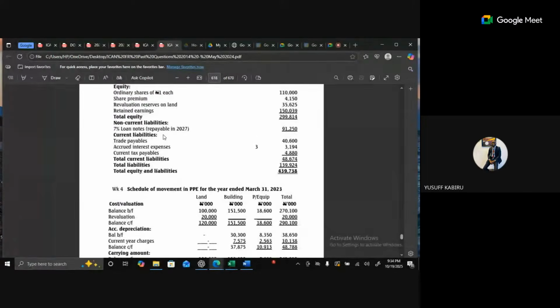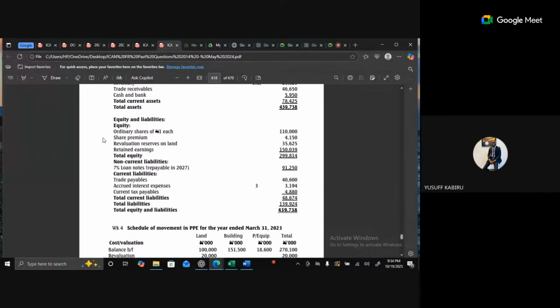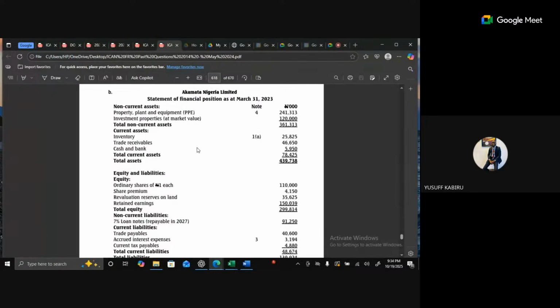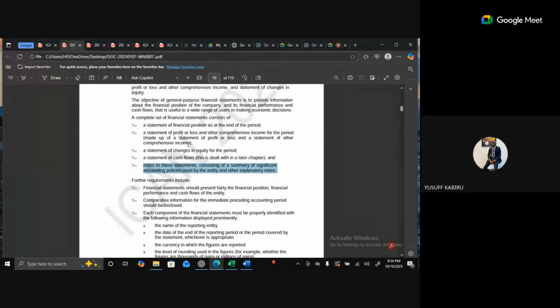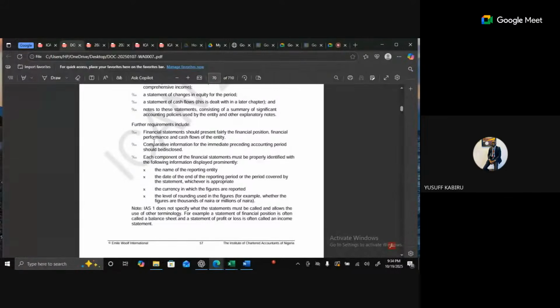Why? Because it breaks down each line item to show that, okay, equity and liability, these are the different items that make up the equity and liability, right? So that is why, when you're talking about the elements of financial statement, the notes to the account is part of it, because it is an important component of the financial statement. Now, further requirements include that the financial statement should present fairly the financial position of the entity.